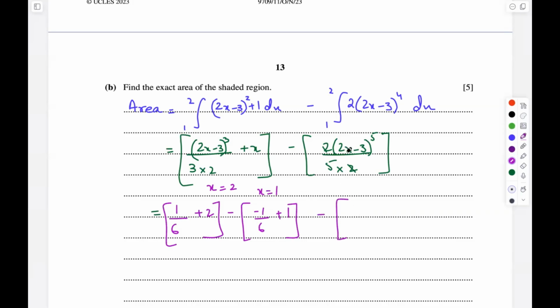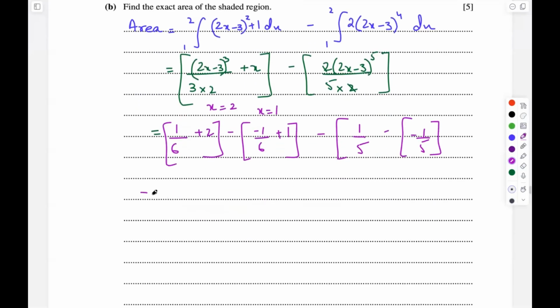That will become 2 times 2, 4 minus 3, which is 1 to the power 5. So that will become 1 upon 5, and we'll subtract it from the lower limit. So the lower limit is 1. So 2 times 1 is 2, 2 minus 3 is minus 1 to the power 5. So that will become minus 1 upon 5.